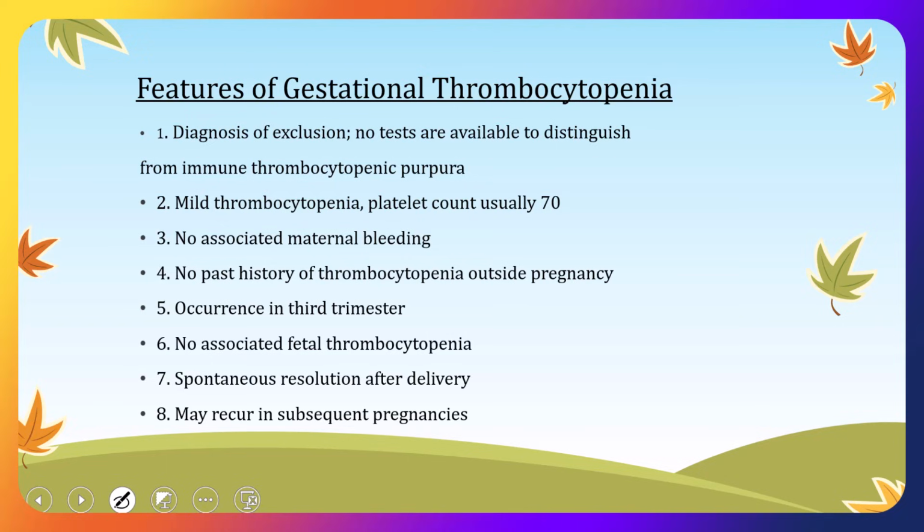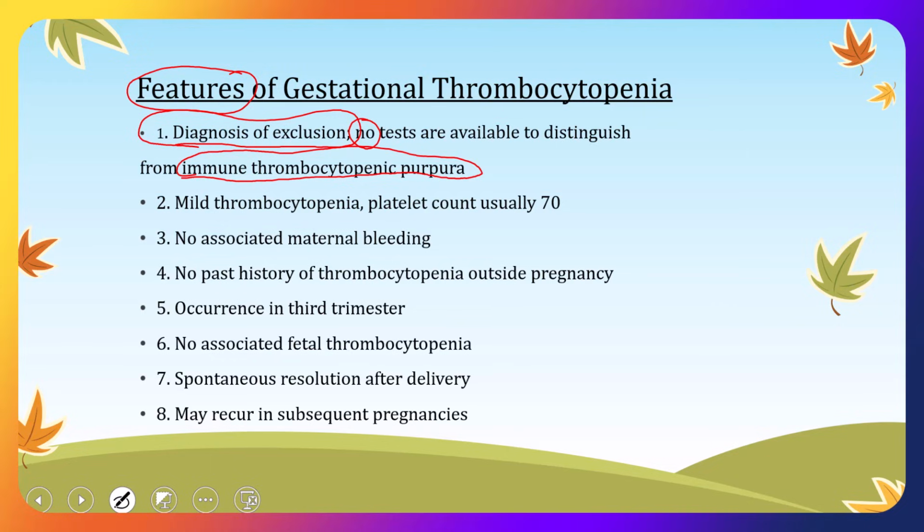Now, what are the features of gestational thrombocytopenia? It is a diagnosis of exclusion. This is the important point, that GT, that is gestational thrombocytopenia, is usually diagnosed after excluding all other causes of thrombocytopenia. But unfortunately, no specific test is available to distinguish gestational thrombocytopenia from immune thrombocytopenic purpura. And you know very well this topic I have covered in the last lecture.